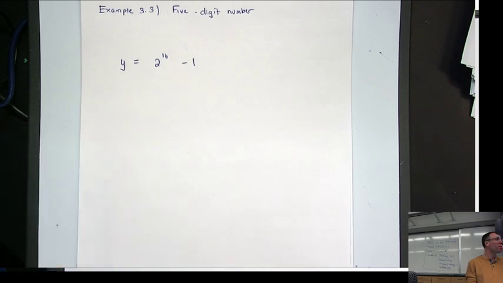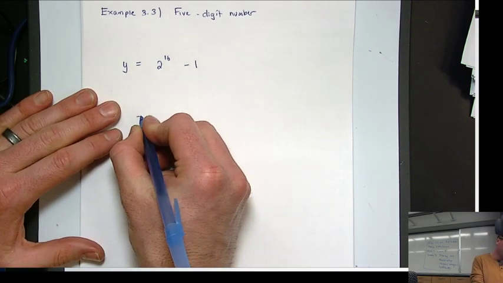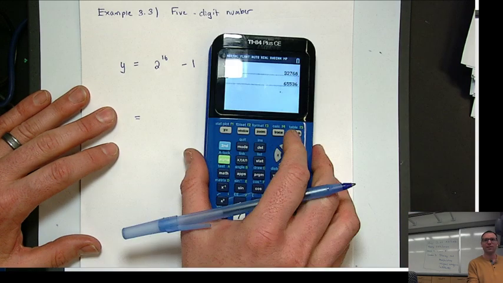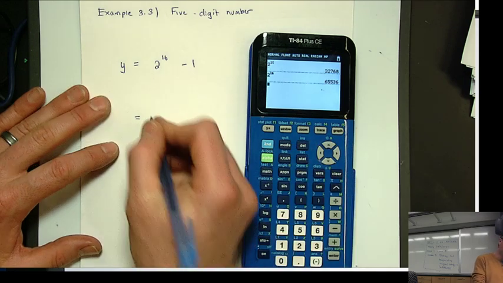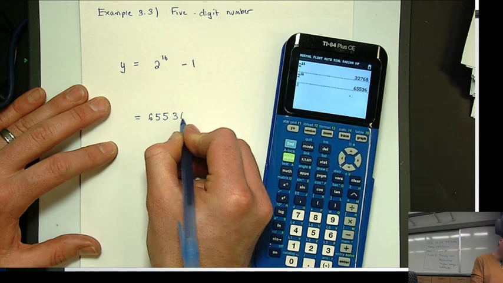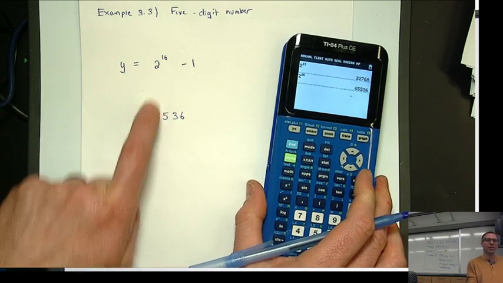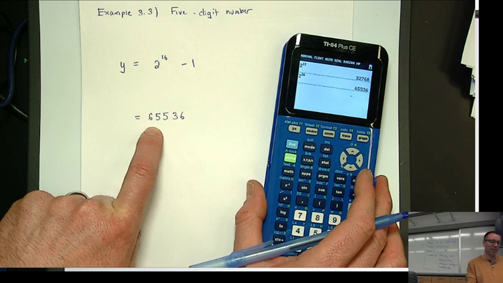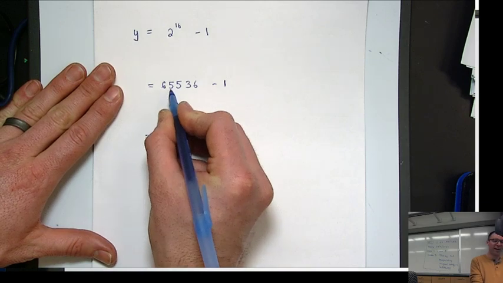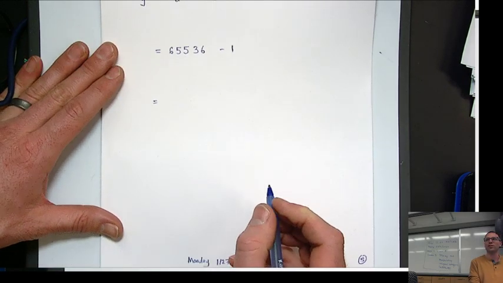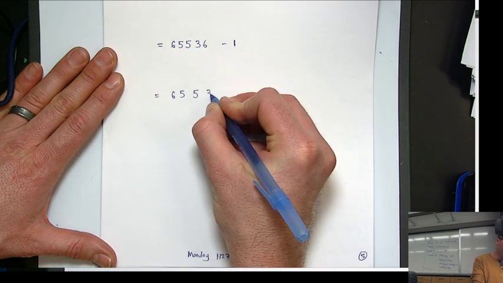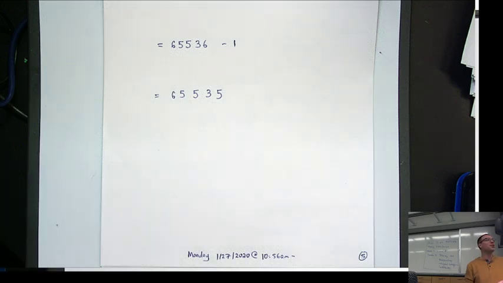Can someone tell me what that number is, please? 2 to the 16th minus 1? Yeah, so this is going to be 65536. This is what we call a power representation. This is what we call a decimal digit representation, minus 1. Hardest problem we've solved today, 65536 minus 1 is, of course, 65535.